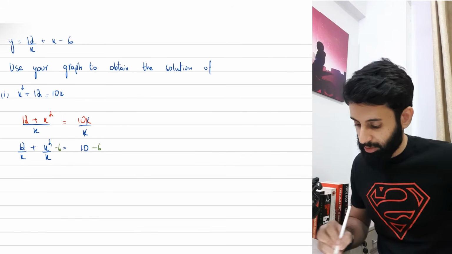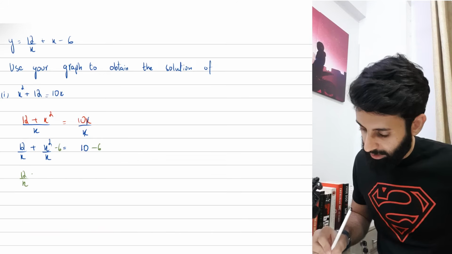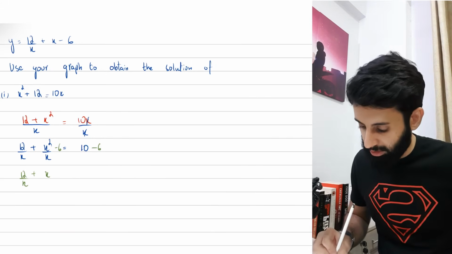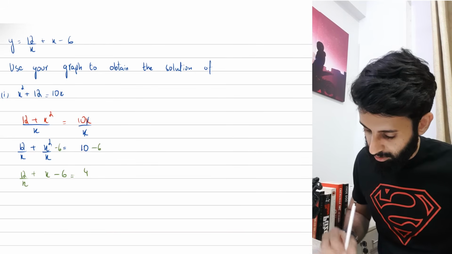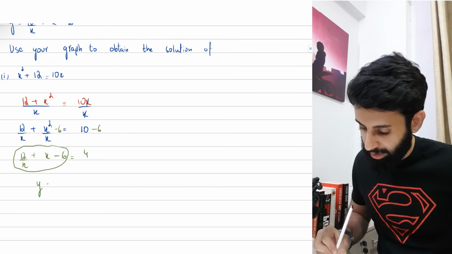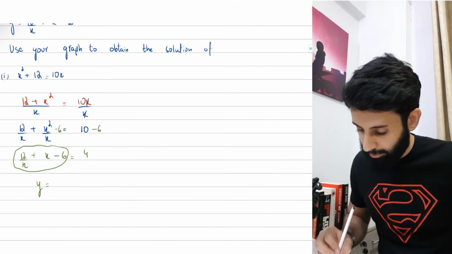So we're going to do that on both sides. When you do that, the left hand side becomes 12 upon x, x square upon x then simplifies to x, minus 6 equals 4. Now the left hand side is equal to the equation of the curve. Not coincidentally, this is what we wanted to do.